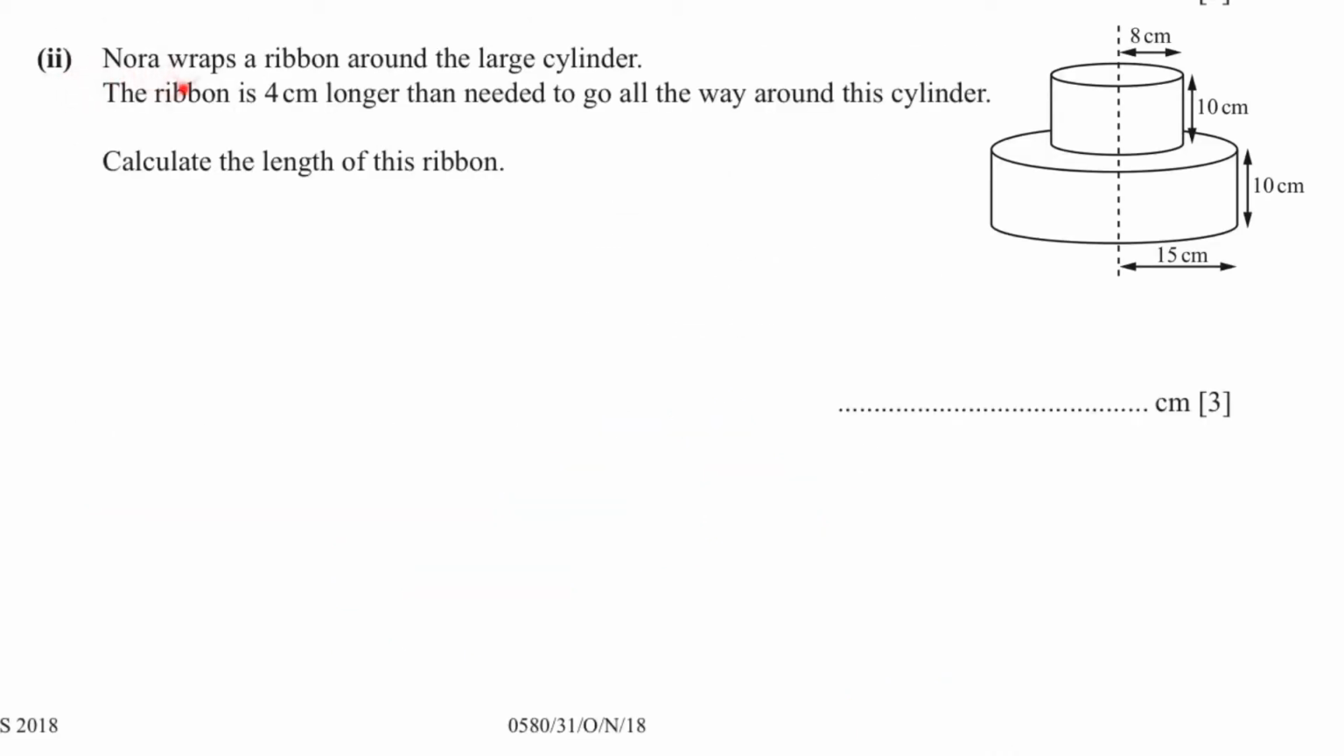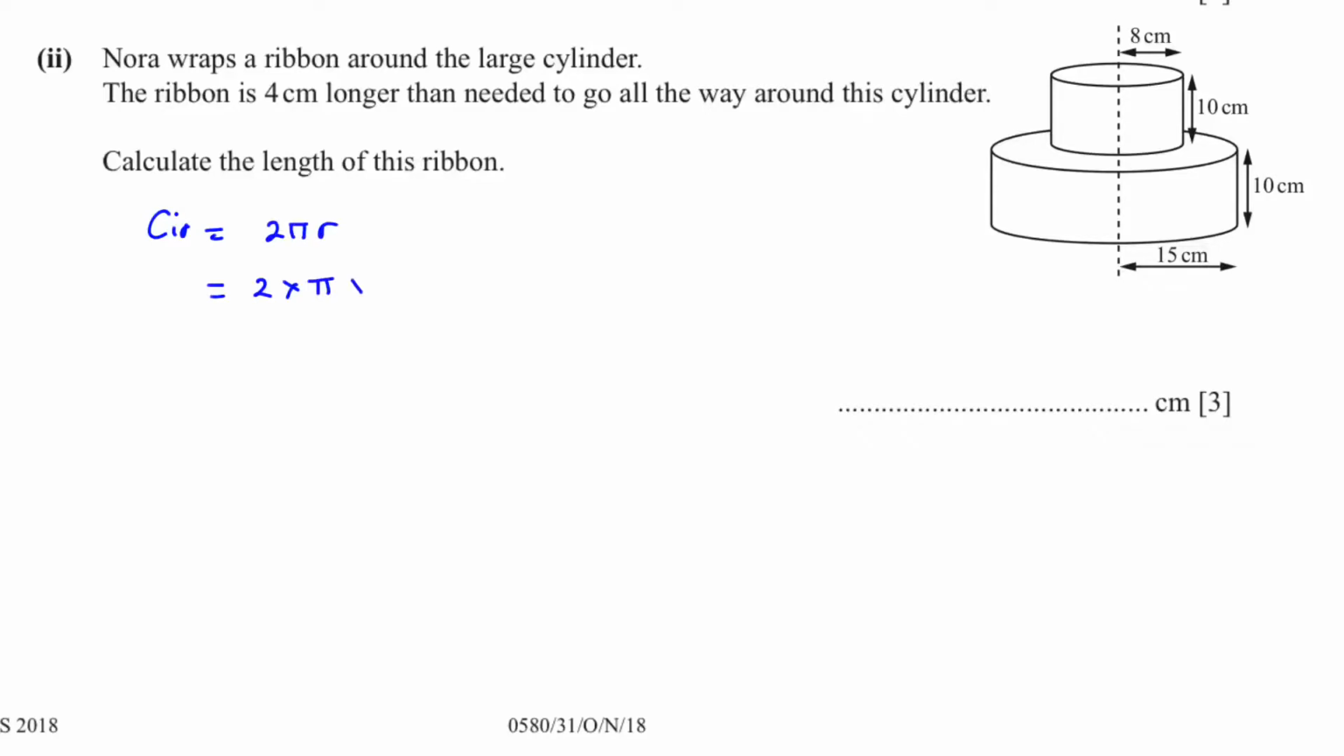In part 2, Nora wraps a ribbon around the large cylinder. So she wraps the ribbon around this cylinder. The ribbon is 4 centimeter longer than needed to go all the way around the cylinder. Calculate the length of this ribbon. This is the circumference that we need to find. So you can find the circumference by using 2 pi r.